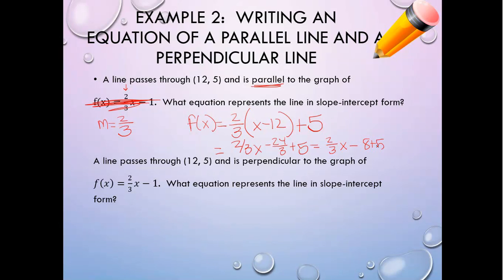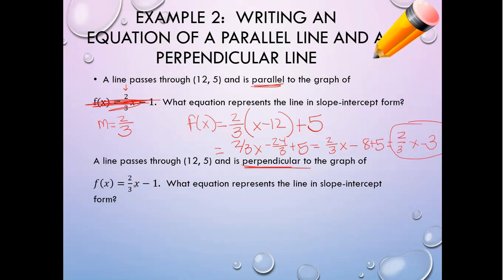-8 plus 5. Or, once I combine my like terms, 2/3 x minus 3. Right there. Now, this one is the same problem, except I want something perpendicular to it.